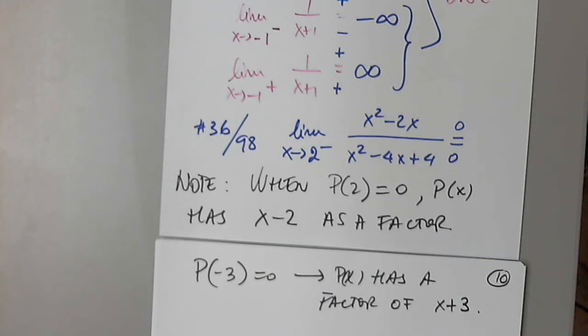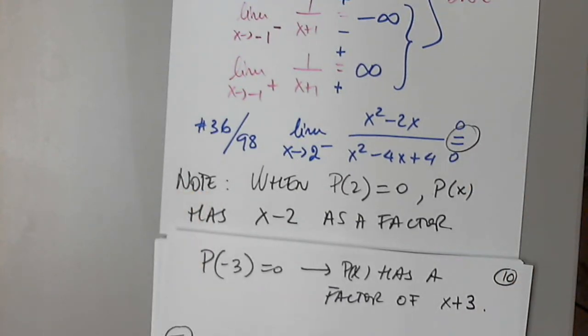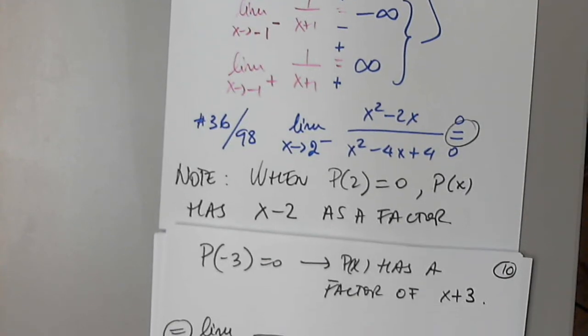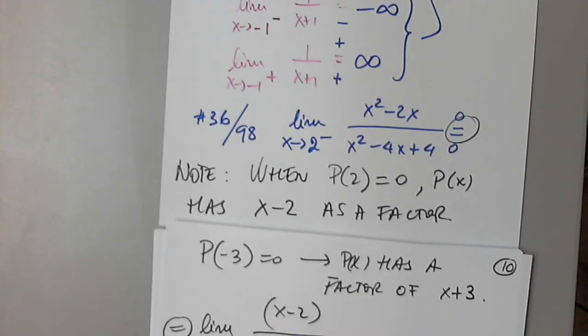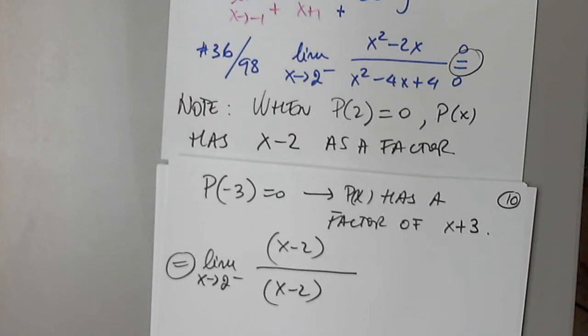Which factor must be eliminated completely from the top and the bottom, at least from the bottom, for this limit to be a number? X minus 2. So now we know. From here I'm going to continue on the next page. Limit as x approaches 2 from the left. Can anyone factor out x minus 2? We know it's there. We plugged 2 into both polynomials and got 0. So top and bottom have to have a factor of x minus 2.